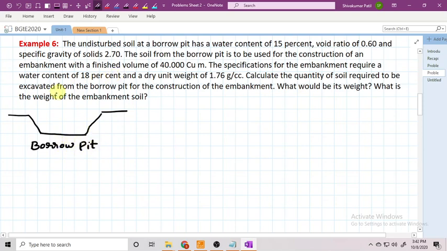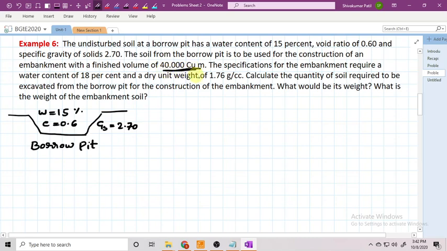The undisturbed soil at a borrow pit has the water content. What is the water content here? W equal to 15%. Void ratio is 0.6 and specific gravity, Gs, is 2.70. The soil from the borrow pit is to be used for the construction of an embankment with a finished volume of 40,000 cubic meter.